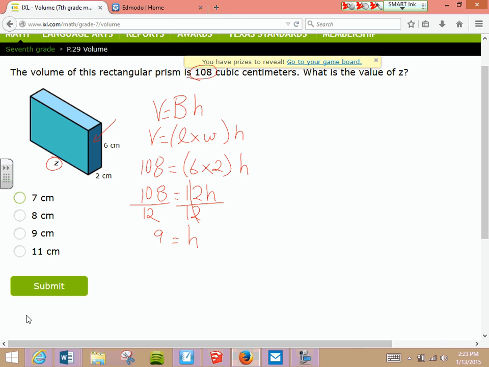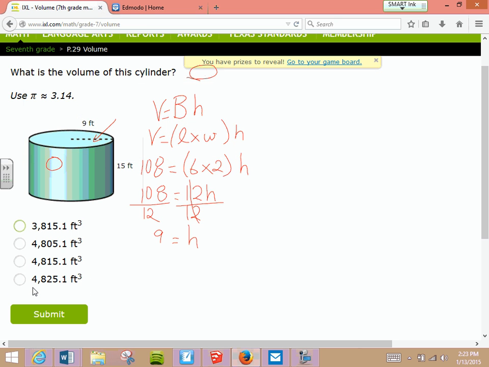So be careful with this one. Sometimes they'll do the same thing with a cylinder. They'll give you the measurements for the area of the base, but not the height. You can still work it out and do it algebraically. All right? So for this one, the answer is 9. Move on to the next one. This one you will do with a team partner or on your own. Go.